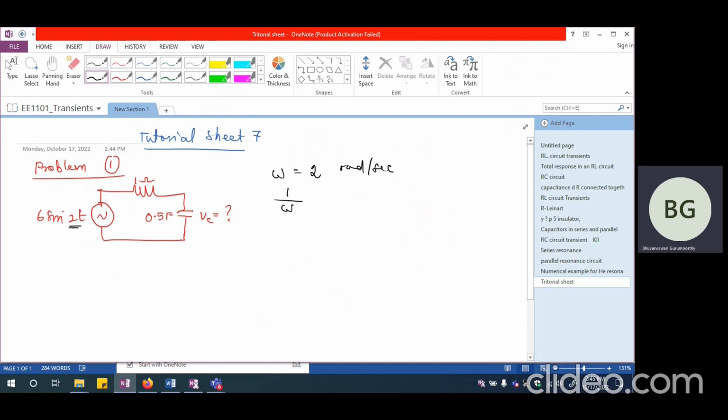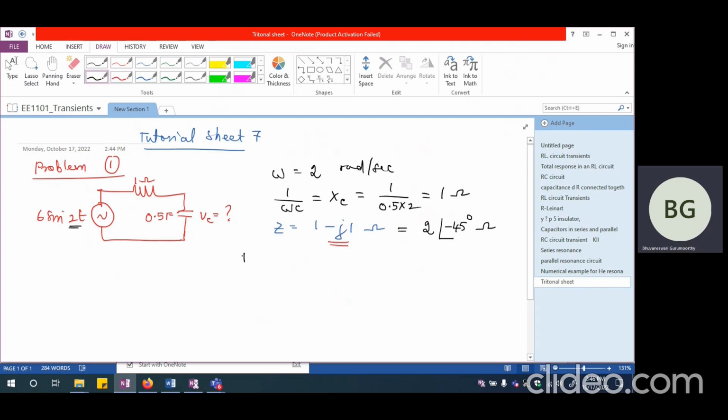So 1 by omega c is xc. That is going to be 1 divided by 0.5 multiplied by 2, which is 1 ohm. So the overall impedance is going to be 1 minus j1 ohm, because the capacitive impedance will always be specified by minus j. The imaginary part will be negative for a capacitor. So I have 1 square plus 1 square, square root. So that is going to be root 2 angle minus 45 ohm. This is going to be Z.